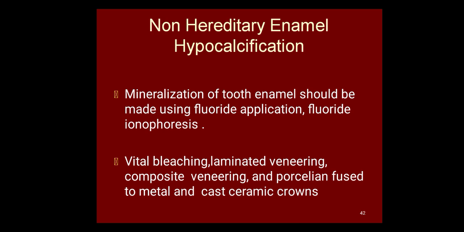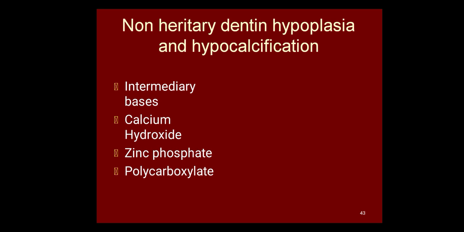Non-hereditary enamel hypocalcification: remineralization of tooth enamel should be made using fluoride application, fluoride iontophoresis, vital bleaching, laminated veneering, composite veneering, porcelain fused to metal, and cast metal crowns. Non-hereditary dentin hypoplasia and hypocalcification: here we can use intermediate bases, pulp protecting agents such as calcium hydroxide, zinc phosphate, and polycarboxylates.